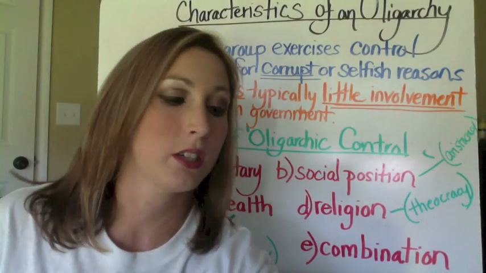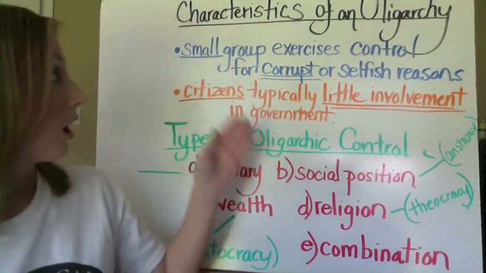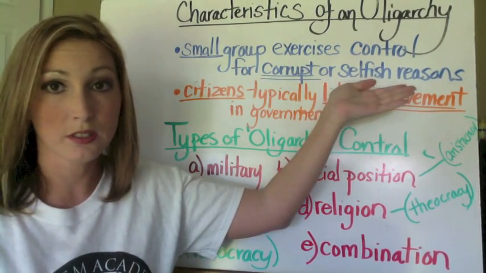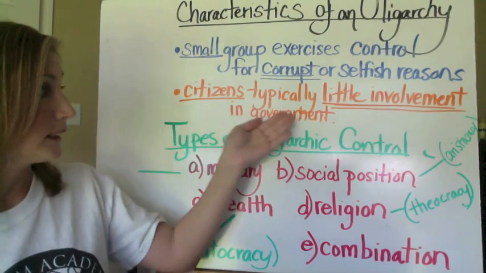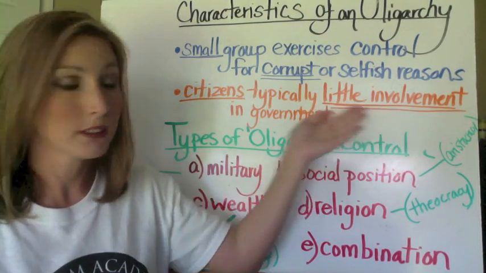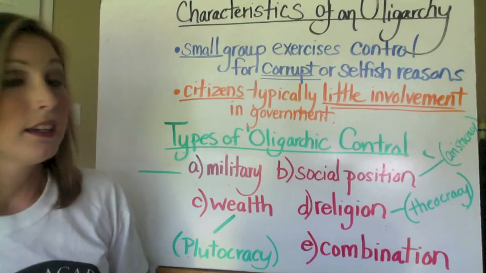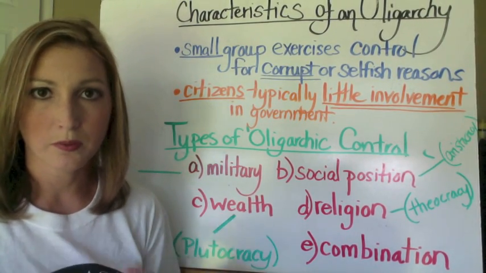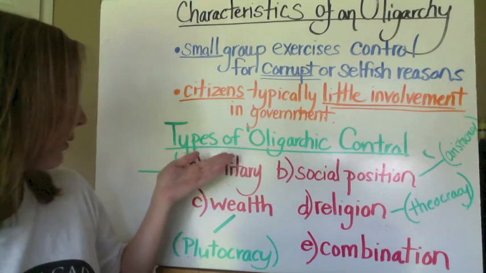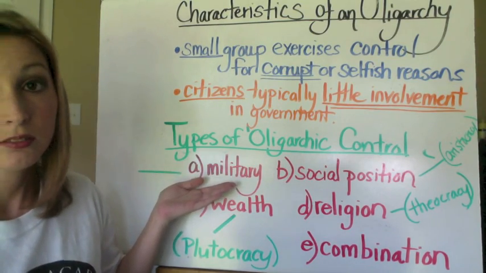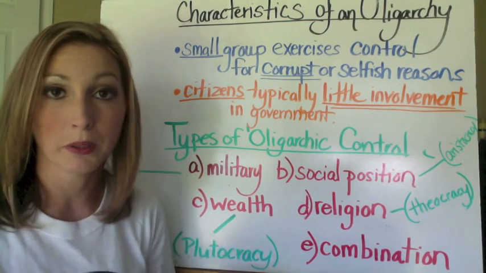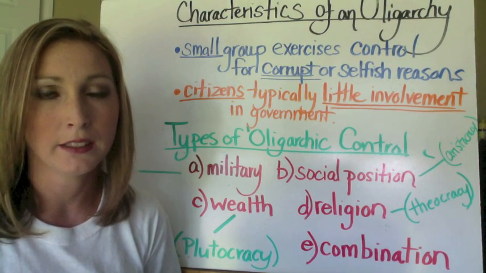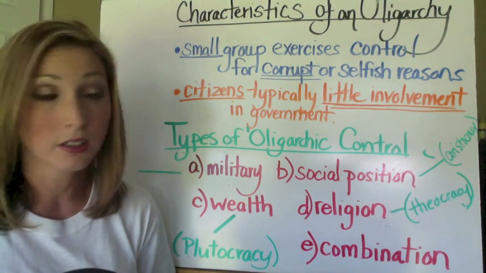Characteristics of an oligarchy include a small group that exercises control for corrupt or selfish reasons. Citizens typically have little involvement in government. And we have different types of oligarchies, different forms that fall under that. One would be a military oligarchy, or military control. It would be a small group of people that rule by force, and this could be like a military junta.